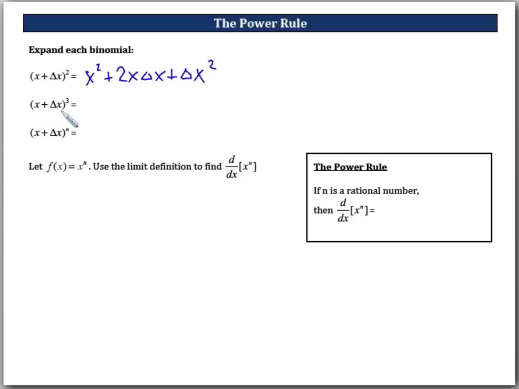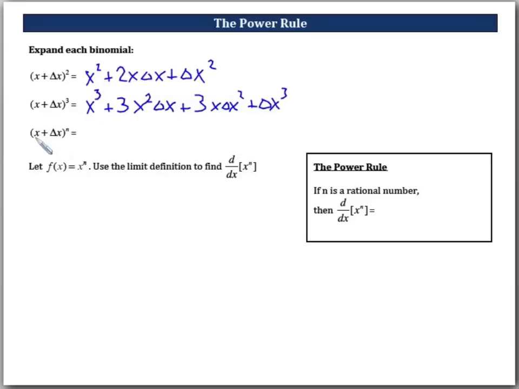Then we want to do (x plus delta x) cubed, and we've dealt with this a little bit. Remember, we used Pascal's triangle for our coefficients. So 1, 3, 3, 1. So here we get x cubed plus 3 x squared delta x plus 3x delta x squared plus delta x cubed.